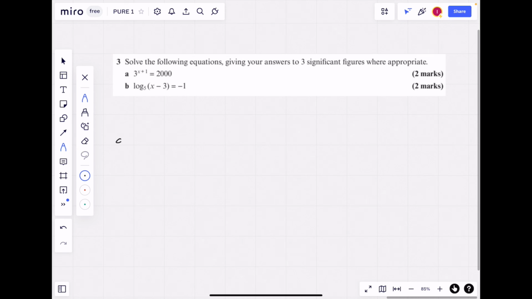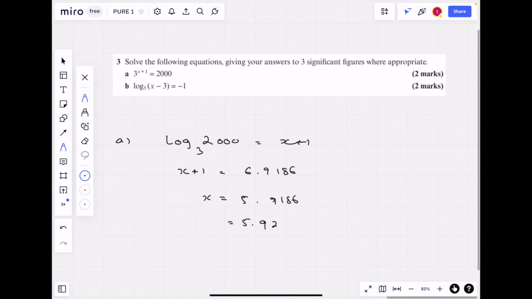So for part A, we can rewrite using the equivalence. So log base 3 of 2000 equals x plus 1. So x plus 1 equals 6.9186. So x equals 5.9186, or 5.92 because they want it to 3 significant figures.